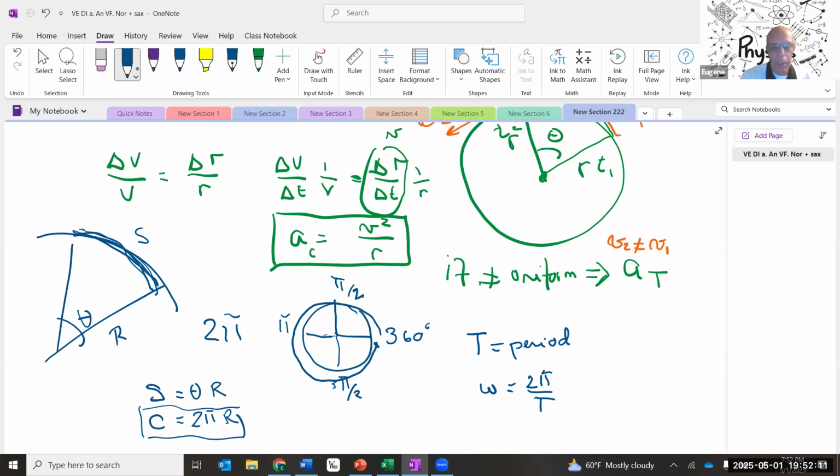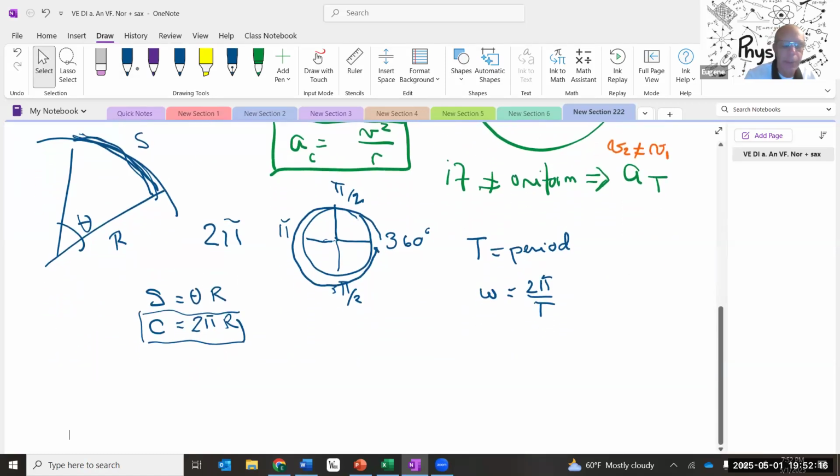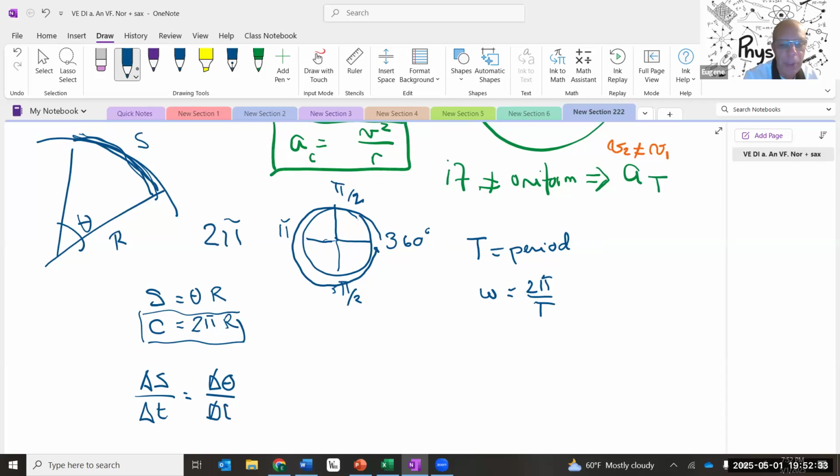Well, that means now that I can correlate the linear velocity. If I call delta s divided by delta t, I'm going to also have delta theta divided by delta t, and that is multiplied by r. So that means that the linear velocity is going to be equal to omega r. So that's where this formula comes from.